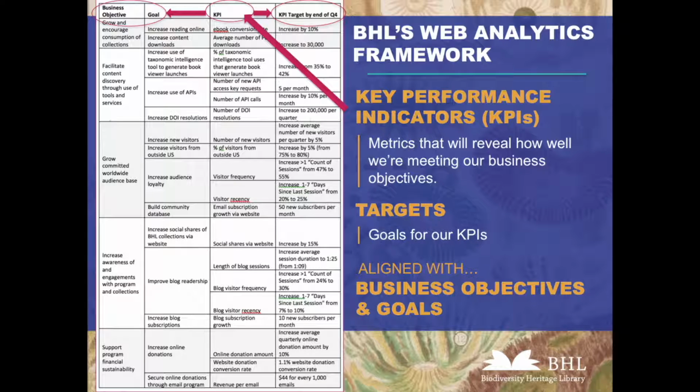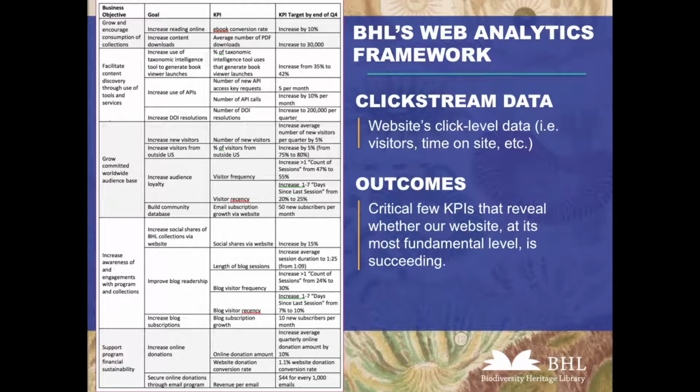This framework defines what success looks like for each business objective, and our KPIs reveal how well we're achieving our objectives. Analysis of these KPIs reveals areas that need improvement and allows us to target limited resources appropriately. This framework utilizes clickstream data. Within it, we also focus on outcomes through our critical few KPIs that reveal whether our website, at its most fundamental level, is succeeding.